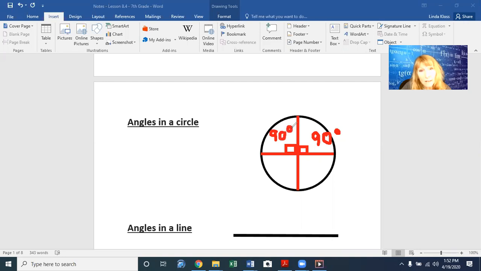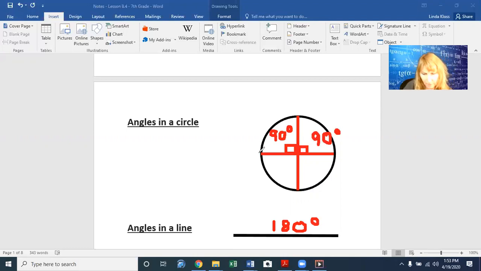So what is 90 plus 90? What would this whole line be? 90 plus 90 is equal to 180 degrees. So if you look below, all angles in a line are going to equal 180 degrees. So a line always equals 180 degrees. A super important thing to keep in mind whenever you're working with geometry and angles.